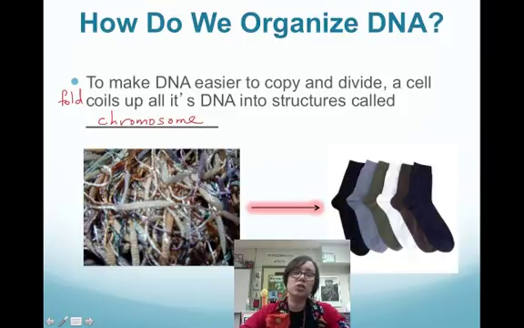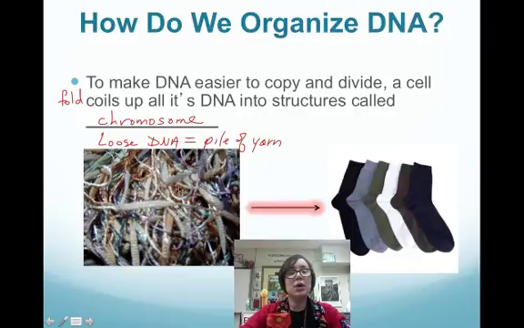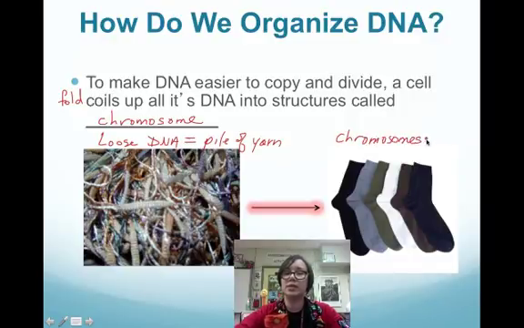So here's our picture. Let's go ahead and label this so that we have our analogy to help our brains understand this information. This over here is our loose DNA, and this loose DNA equals a pile of yarn. Well, if I had to separate this pile of yarn, it would be pretty difficult to make sure that the new cells would actually have the exact same stuff inside of them. So instead of just having this pile of yarn, what I'm going to do is I'm going to take this pile of yarn and I'm going to organize it into a new shape. So I am going to use chromosomes to organize my DNA.